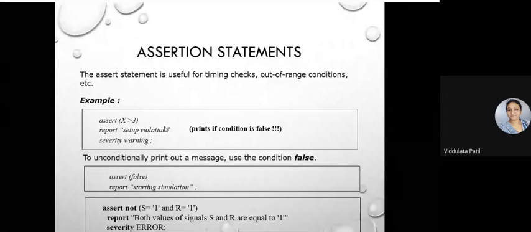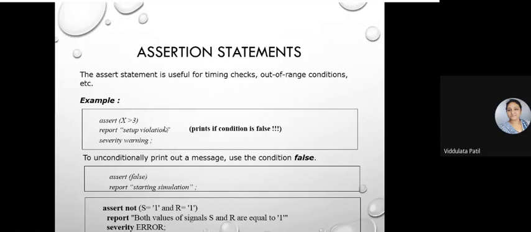If x is greater than 3, that means it will be true. But if it is less than 3, then the condition will be false, and in that case a message will be printed: setup violation. And then it will just give us a warning. That means this is just a warning. The simulation will be continued, ignoring this. The severity level is of warning type, so there will not be a discontinuation; the program will run even after that.